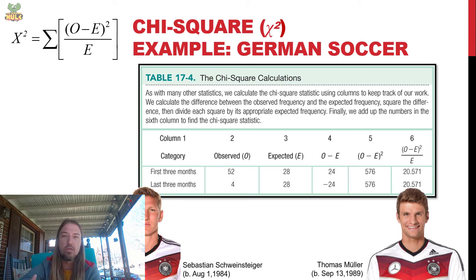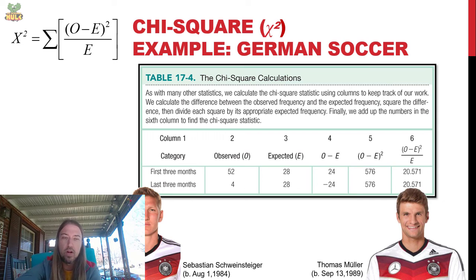Now we look up at our formula here in the top left. Our formula is observed minus expected squared over expected. So we need to first work on our numerator and do observed minus expected. So O minus E on that first row would be 52 minus 28, which gives us a value of 24. On the bottom row, we have a 4 minus a 28. We get a value of negative 24. So we've done our observed versus expected now. Next step then is to square these values.